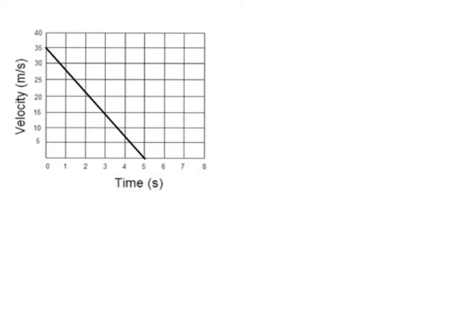Notice this line on this graph is a negative slope. It starts at 35 meters per second. Again, many of you are still interpreting these graphs as though this is position. This is not position, this is velocity, and that's going to change how you interpret what this graph is telling us. So starting at 35 meters per second, what's happening to the velocity? It's getting smaller and smaller until eventually, 5 seconds in, what's the velocity?